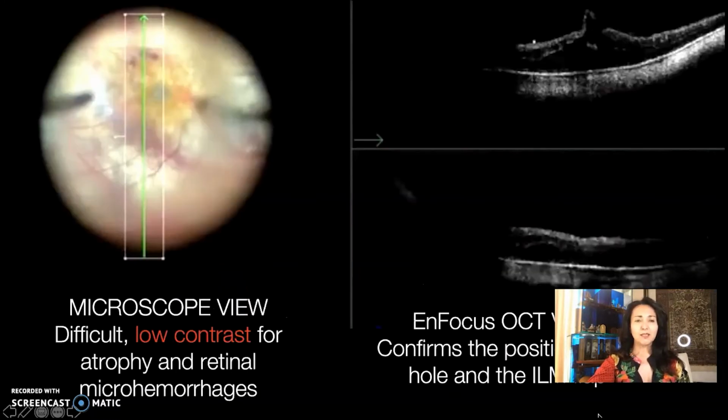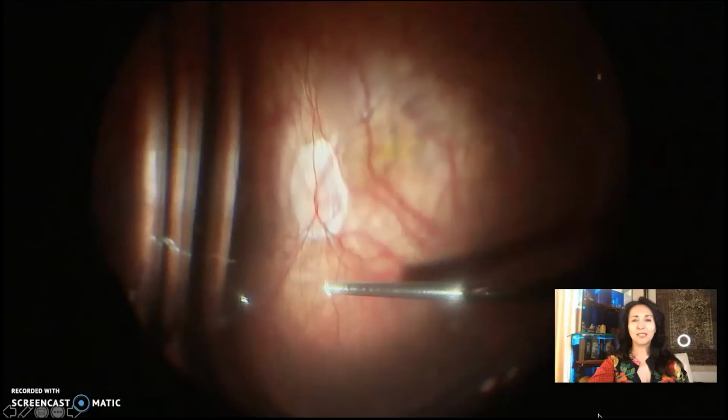Look at this case. On the left, the microscope view shows very little because there is no contrast due to atrophy and microhemorrhage. So on the right, we see that the intraoperative OCT can tell us easily where there is the ILM flap and where there is a hole.